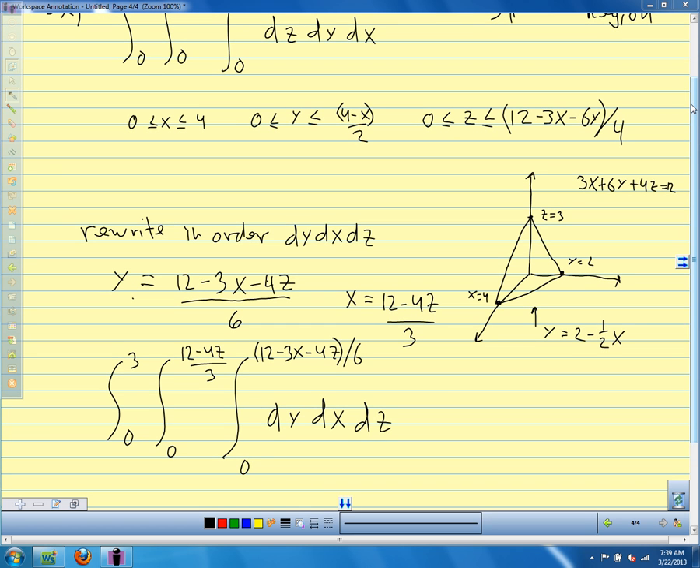Changing the order of integration in triple integrals is a little more involved, so it's nice to be able to pick and set it up in a way that works nicely. But we do it the same way. We just examine our region and figure out our limits for the particular order that we're interested in. All right, questions on that example?